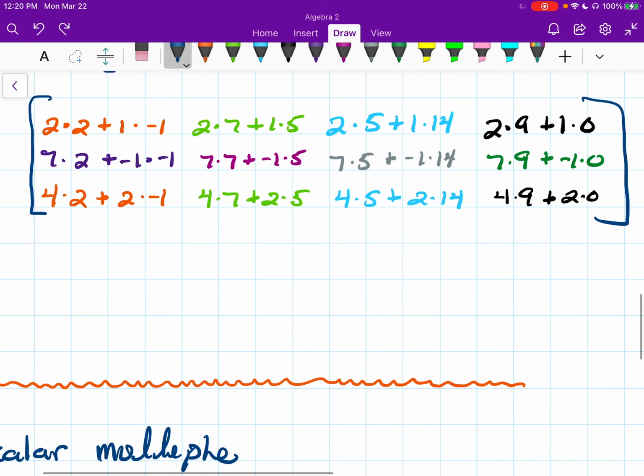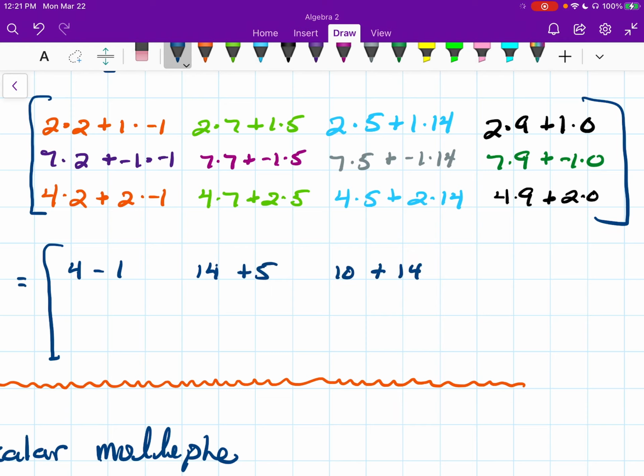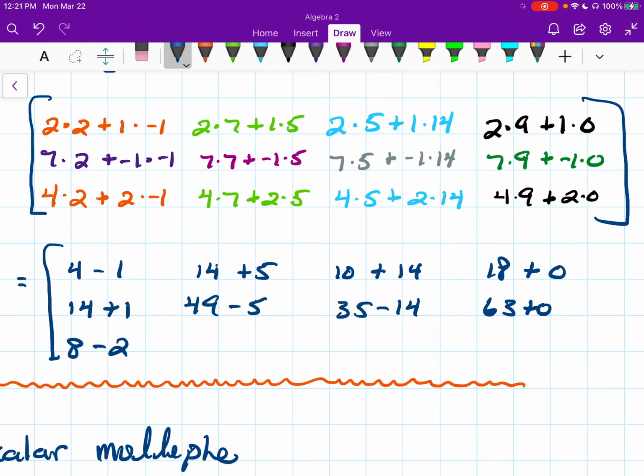All right, now for simplifying. 2 times 2 is 4, and then it'll be a minus 1. 14 plus 5, 10 plus 14, 18 plus 0, 14 plus 1, 49 minus 5, 35 minus 14, 63 plus 0, 8 minus 2, what is 7 times 4? 28. 28 plus 10, 20 plus 28, and 36 plus 0.